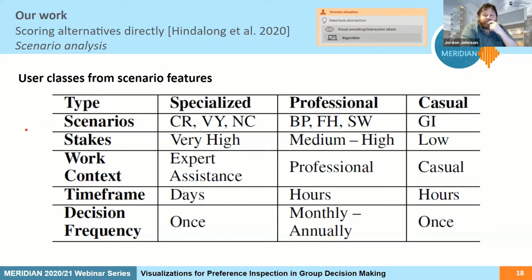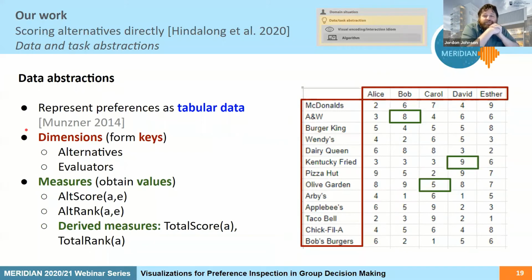So now we move on to data and task abstractions, now that we have an idea of the domains that we're dealing with. We chose to represent the preferences that are elicited as tabular data, so multidimensional tables. A multidimensional table is going to have a number of dimensions. In this case, we have 2 dimensions. We have the alternatives, in this case restaurants, and then we have the evaluators, the people who are scoring the alternatives.